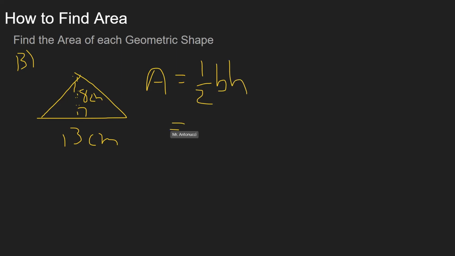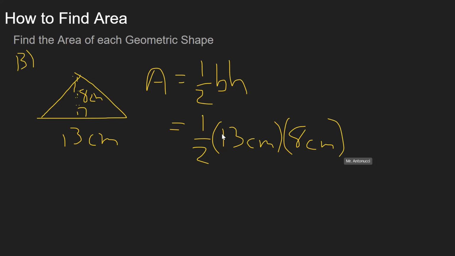So here it's going to be 1/2 13 centimeters times 8 centimeters. Now, you might be tempted to multiply 1/2 times the 13, but since you can multiply in any order, 1/2 times the 8 is 4, and then 4 times the 13 gives you 52, and then the units would be centimeters squared. Okay?